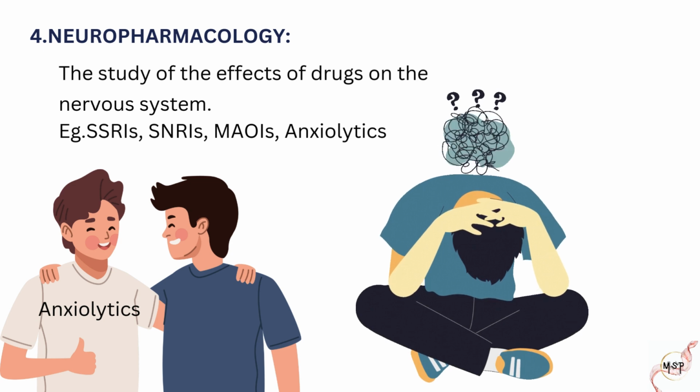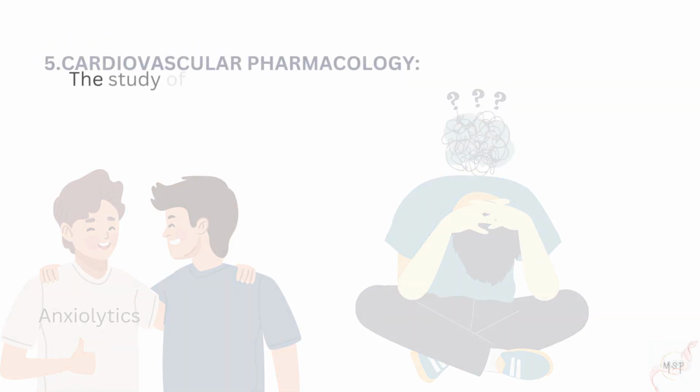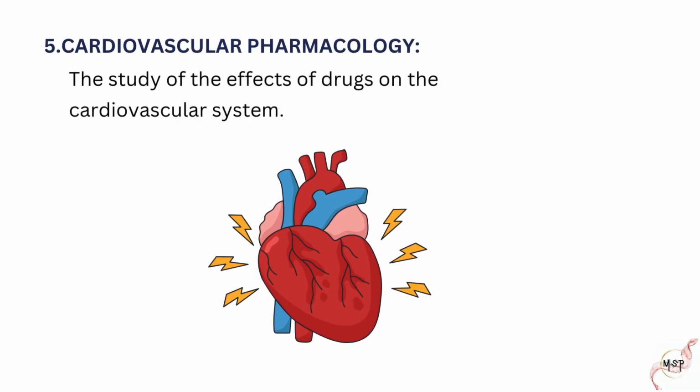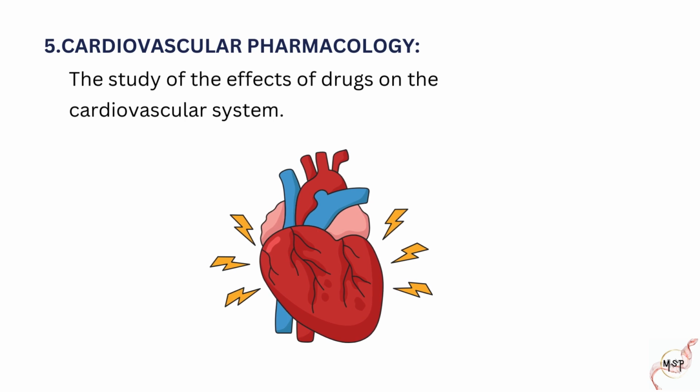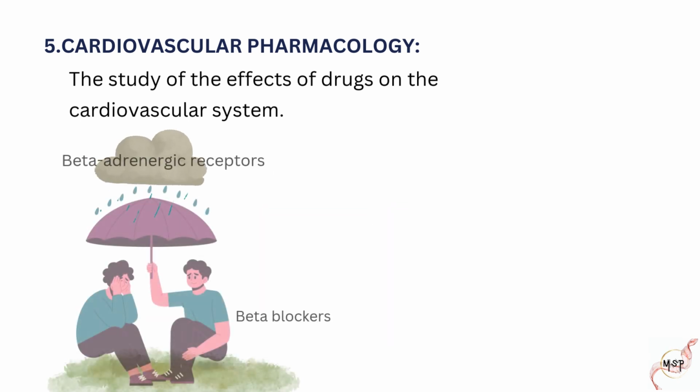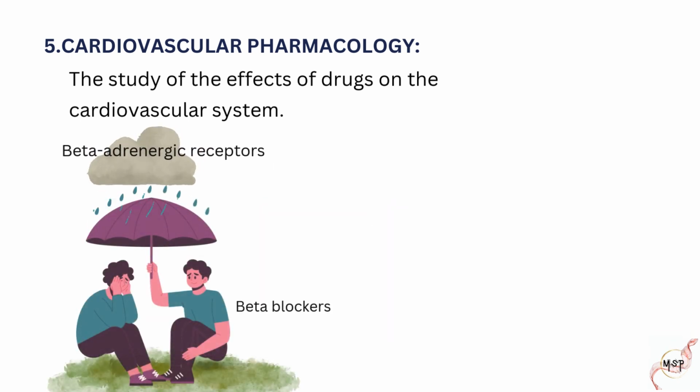Next, moving on to cardiovascular pharmacology. It is a study of the effects of drugs on the cardiovascular system, which focuses on medications that treat heart diseases. Here we see beta blockers. These drugs work by blocking beta adrenergic receptors, which are found in the heart. These receptors are normally stimulated by adrenaline, which increases heart rate and force of contraction. By blocking these receptors, beta blockers reduce heart rate and blood pressure, making the heart work less.